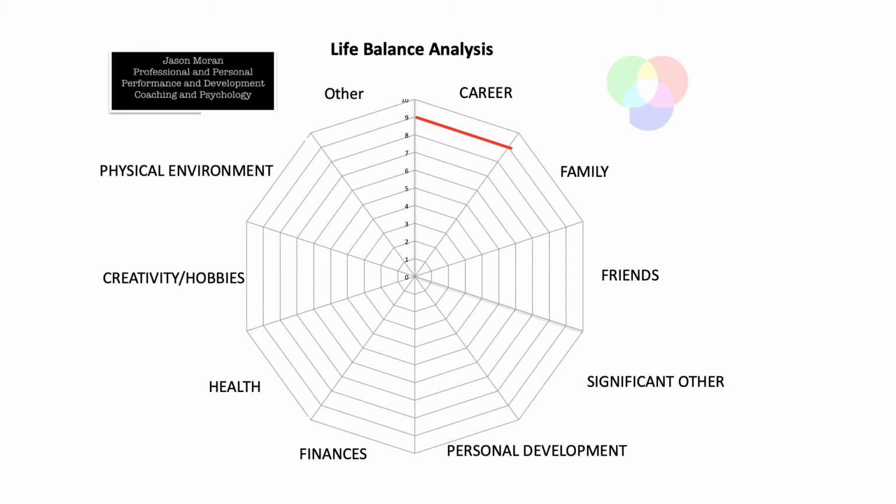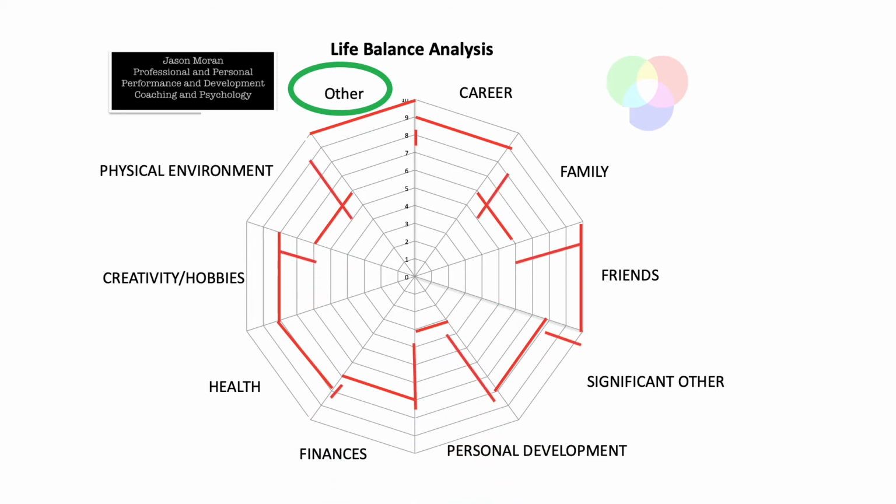Once you've rated that area, go ahead and rate all the other areas. You'll see I've left one area empty or marked other, just in case there's any major area of your life that I haven't included and you'd like to include it. Once you've done that, you want to join up all the lines together so it looks something like this.